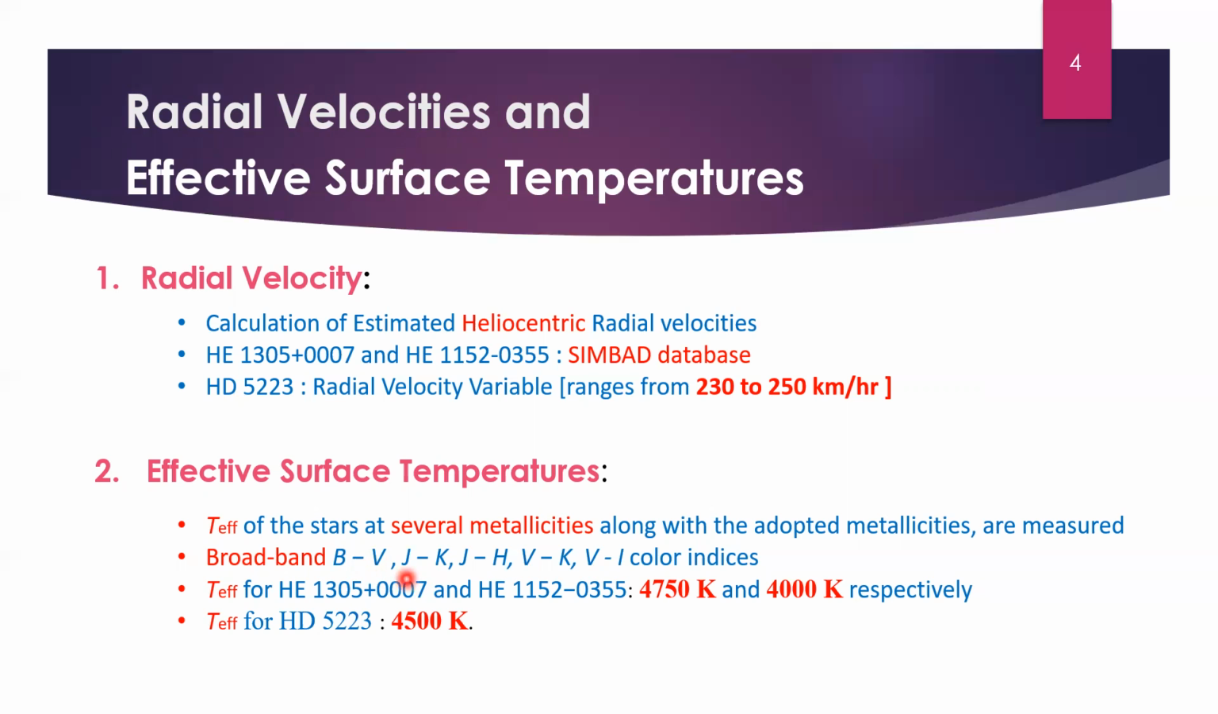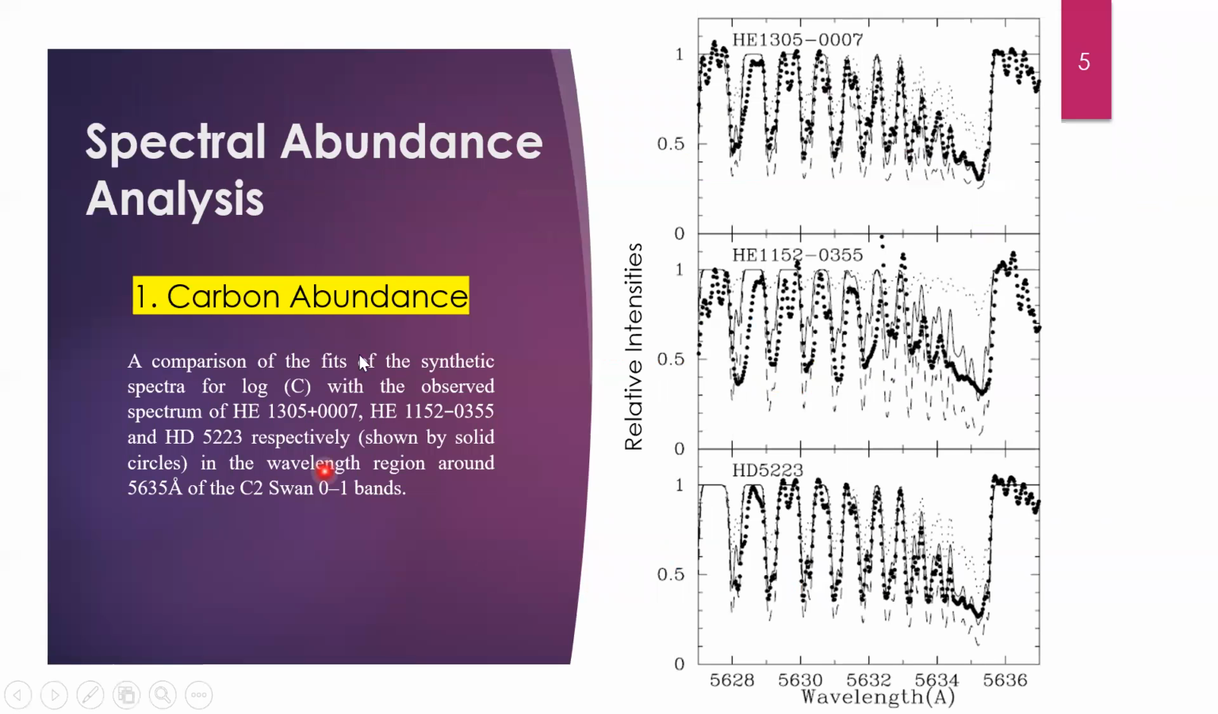Rather, they have calculated the effective temperature in the other bands, where the J-K, J-H and V-K bands provide similar temperatures and the V-I band provides a relatively higher temperature. Now, after obtaining the reduced spectra of the stars, the spectral analysis of the various characteristic elements is done, which would then classify the three CEMP stars easily.